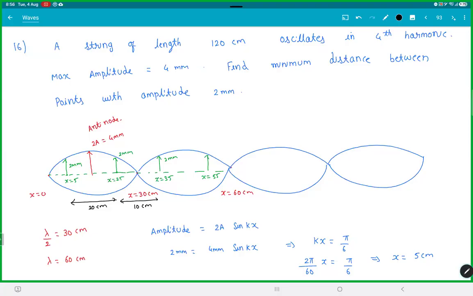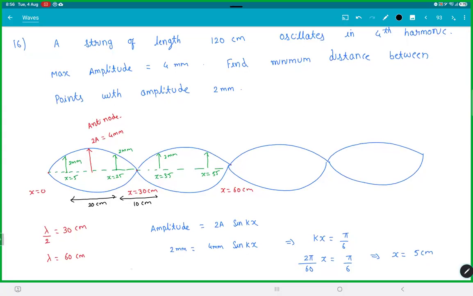If you take both the points in the same loop, then the distance would have been 20 centimeters. But if you take the 2 points of 2 mm in the alternate loops, the distance is smaller. Is that making sense? So at a distance of 5 centimeters from the nodes, you will find a point of 2 mm. So yeah, that's the main catch there. So the minimum distance would be 10 centimeters.